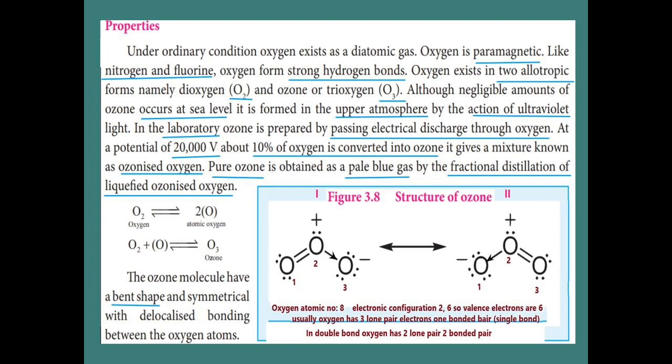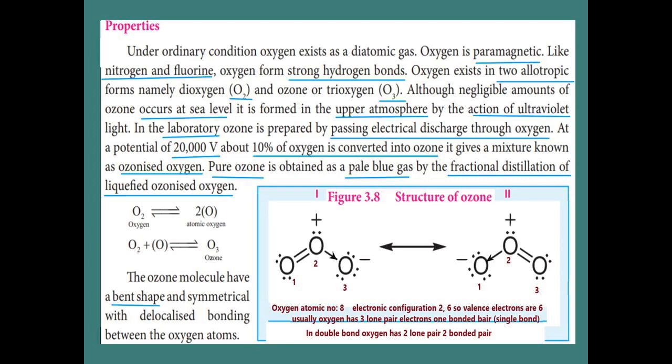Now see the reaction. Oxygen, formula O2, in equilibrium gives 2 nascent oxygen, that is atomic oxygen. One of the atomic oxygens reacts with the oxygen molecule O2 and gives ozone, that is O3. Now we are going to see the structure of the ozone molecule. The structure is bent shape.